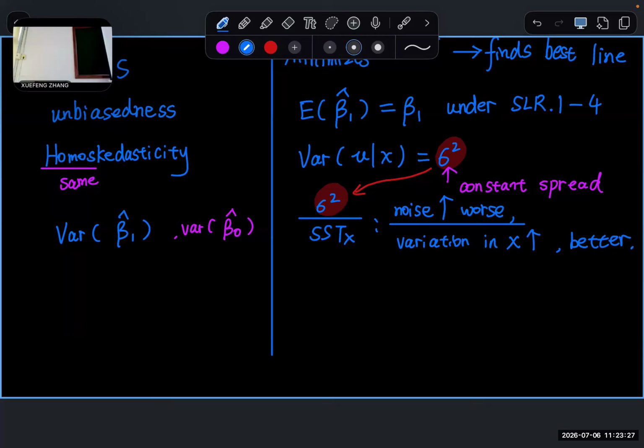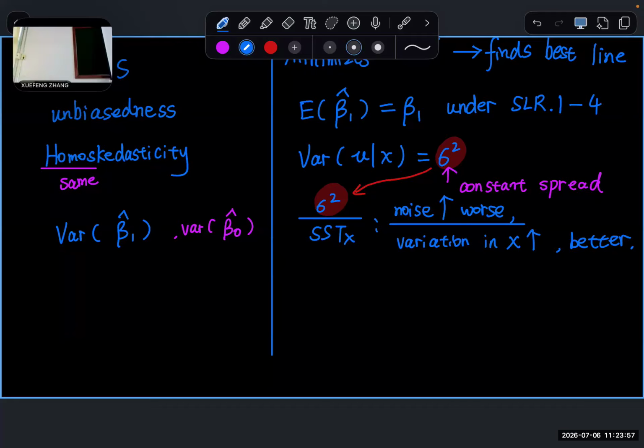And for the denominator, we have the variation in X. It means if you get more data, the variation in X will be increased. If this term increases, our variance is less, right? It will decrease. That means the variance is better.